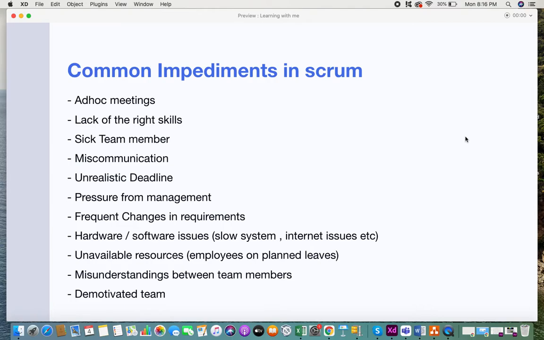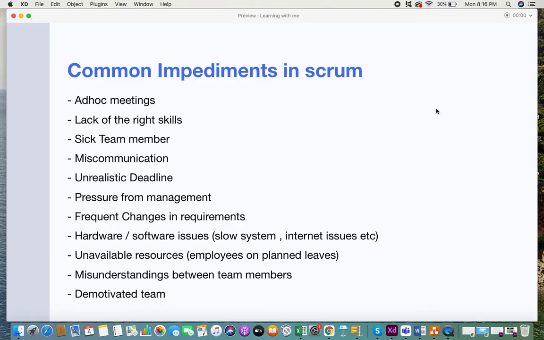The next one is demotivated team. Because of certain external aspects or personal aspects, usually a demotivated team is not enthusiastic enough to complete tasks at the right time. They would generally be very lethargic and slow in completing their task, which would ultimately affect the project release. So these are small common impediments that teams face daily in scrums.